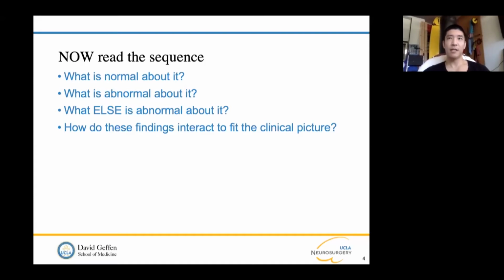Very frequently, if you just start naming structures that you know and looking at them, you'll be able to identify what's wrong if you don't immediately see it. Then you say, what is abnormal about it? And then what else is abnormal about it? This addresses the satisfaction of search. And then how do these findings interact with the clinical picture?